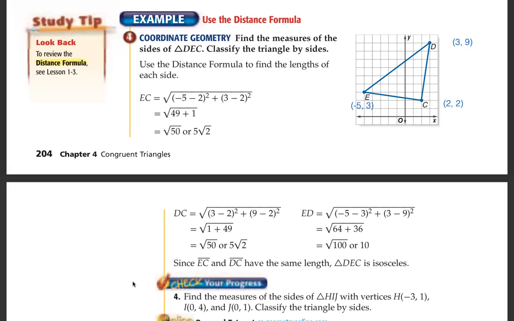For coordinate geometry, if you're not given ordered pairs but you are given a graph, you need to identify the ordered pairs of the points, and then you do the distance formula for each side. But if you're given the vertices like this one in Check Your Progress number 4, then it's easy for you to do the distance formula. You're just concerned with whether there are congruent sides and how many sides are congruent, so that you can answer what kind of triangle you are presented with: isosceles, equilateral, or scalene.